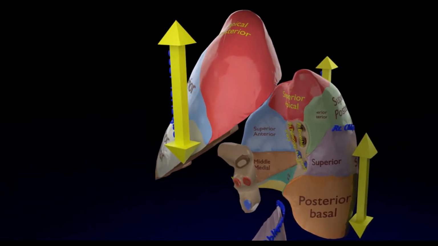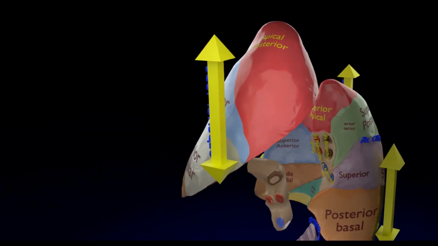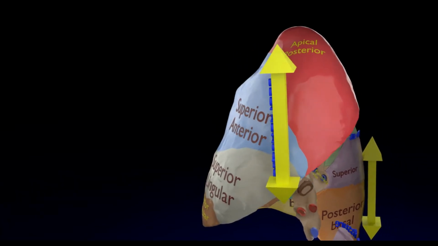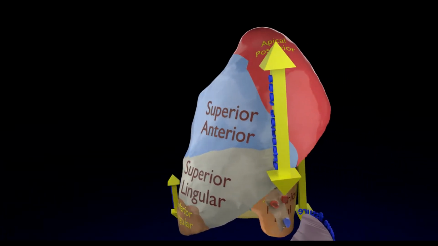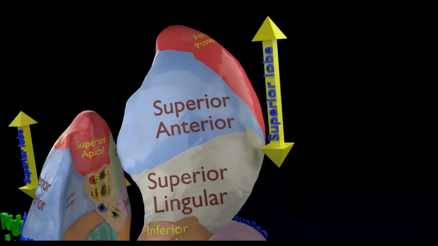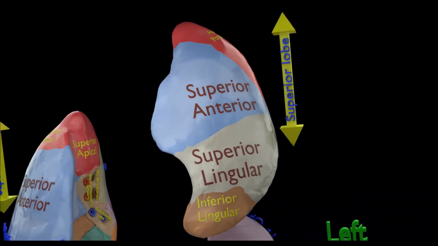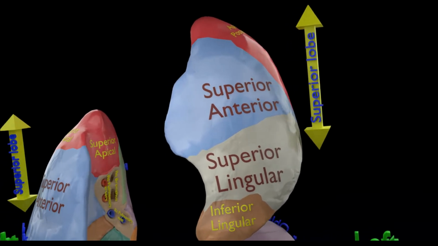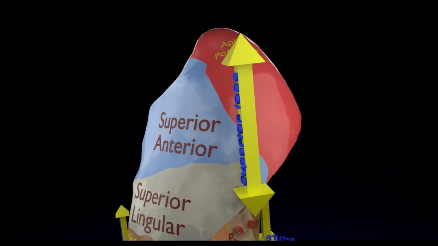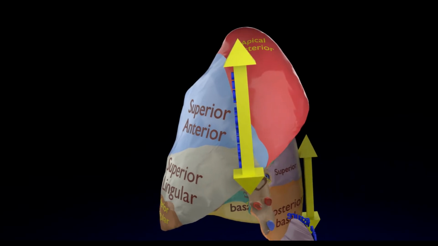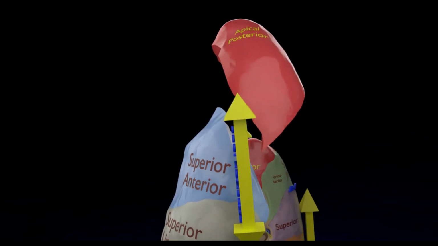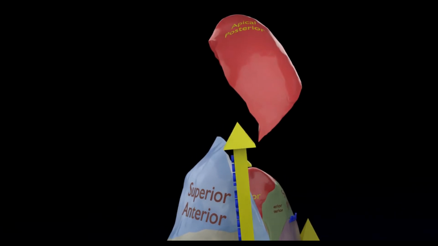Coming to the upper lobe of the left lung, which you can see now, the upper or superior lobe of the left lung contains 4 bronchopulmonary segments: the apico-posterior segment, the anterior segment, the superior lingular and the inferior lingular segments. Coming to the apico-posterior segment, it can be labeled as S1 and S2.